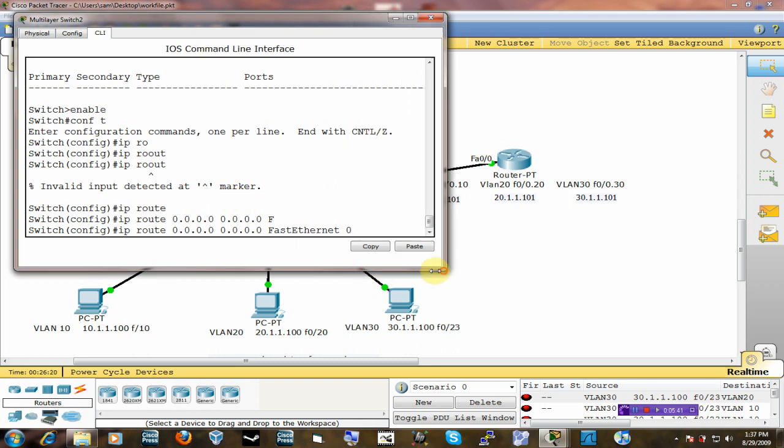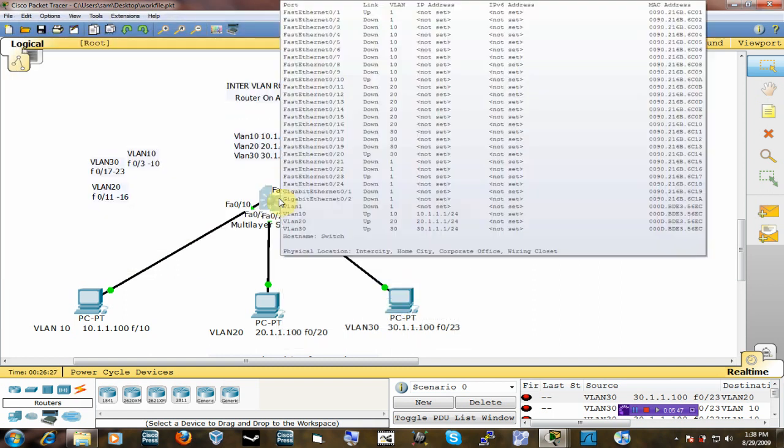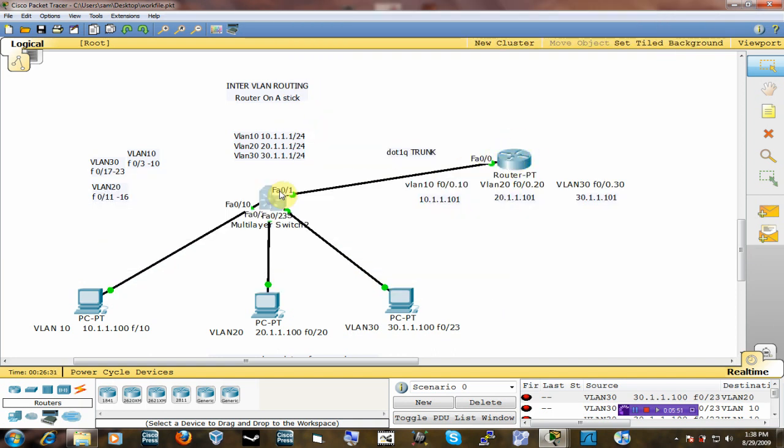So now, if any traffic gets in here, instead of getting stuck, it will push it over here, and the routing decision will be made here, sent back to the switch, and sent back to the appropriate VLAN. So now we need to test our configuration.